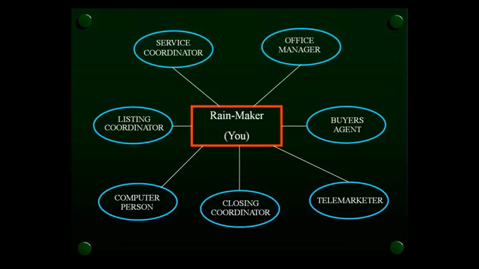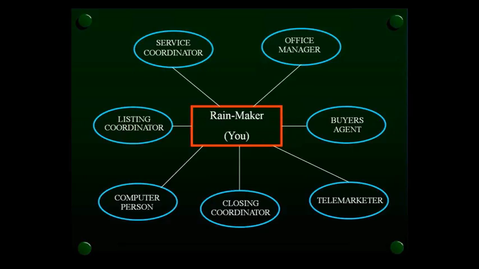So, we come up with this whole concept of the rainmaker theory. Well, who is a rainmaker? What does a rainmaker do? A rainmaker does only what matters. A rainmaker is involved in only activities where he or she can change the outcome.